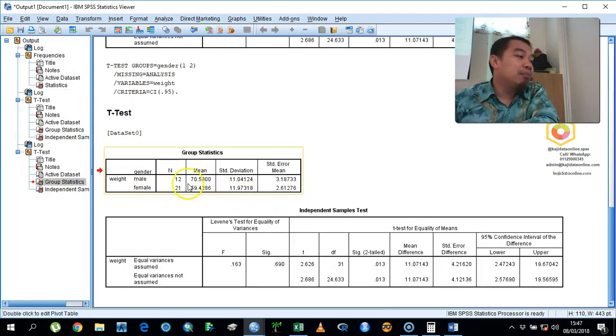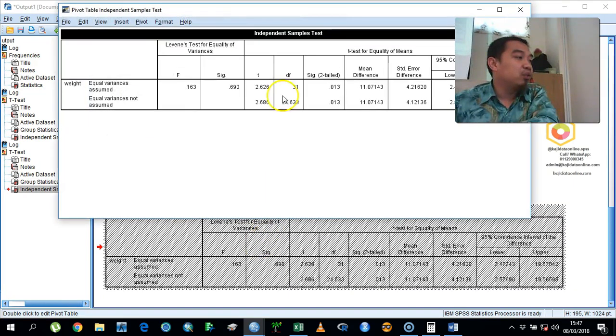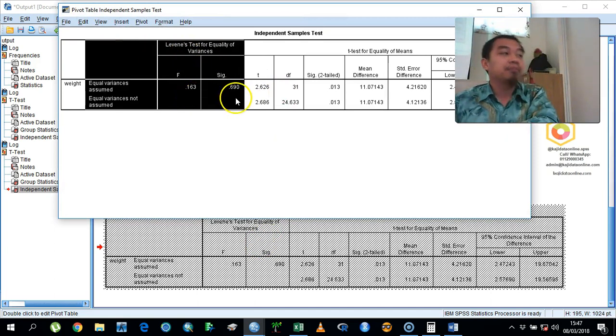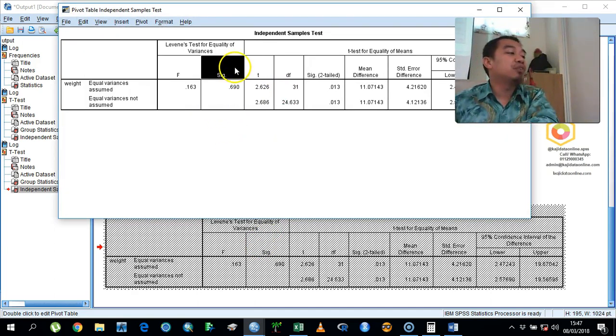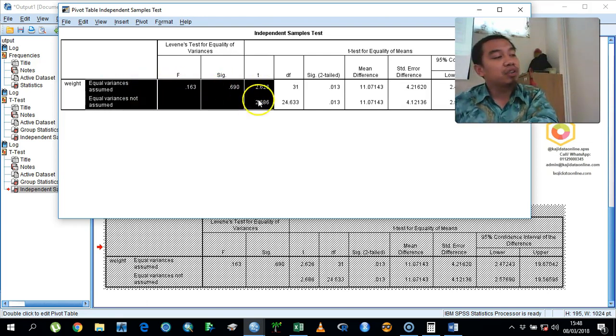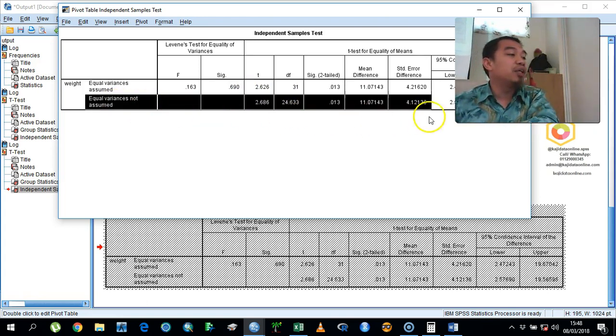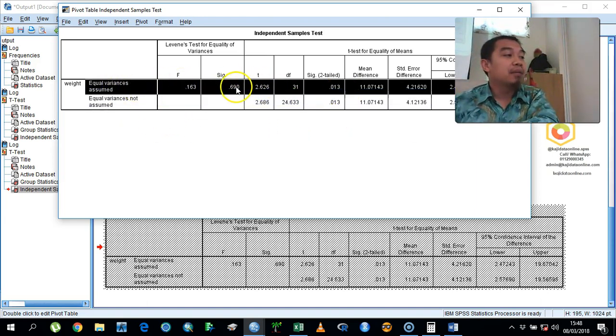So this is our data, male is 70.5, female is 59. This is the standard deviation. Now we look into this table. This table actually consists of two tables. The first table is what I highlight here. We call it the Levene test for the equality of variance. This one you need to know: if this SIG is more than alpha, more than 0.05, then you focus on the first row only. If the SIG is less than alpha, you focus on the row below. Based on this, we focus on the first row, correct? Because it is more than 0.05.